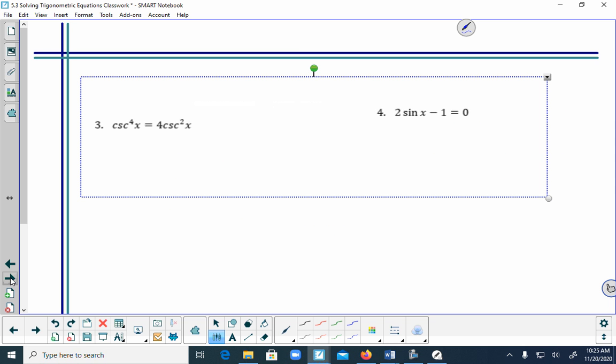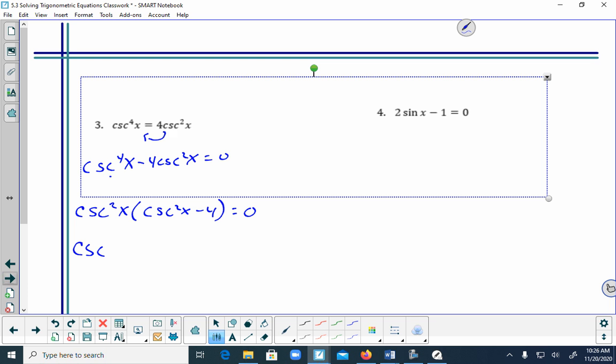Next one, number 3. Cosecant to the 4th is equal to 4 cosecant squared x. Again, you cannot divide by anything that might be a 0. So I'm going to have to bring this 4 cosecant squared over to the other side. So 4 cosecant to the 4th minus 4 cosecant squared x is equal to 0. Here I can factor out a cosecant squared. And I'm going to have cosecant squared x minus 4 is equal to 0. So then, zero product property, set both of them equal to 0.